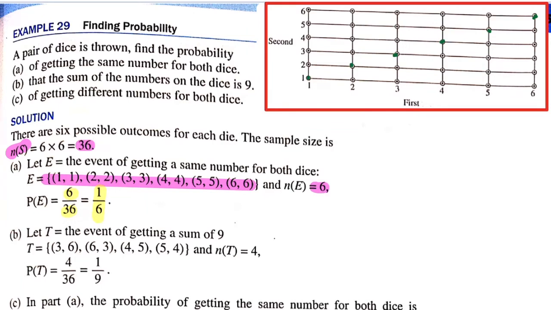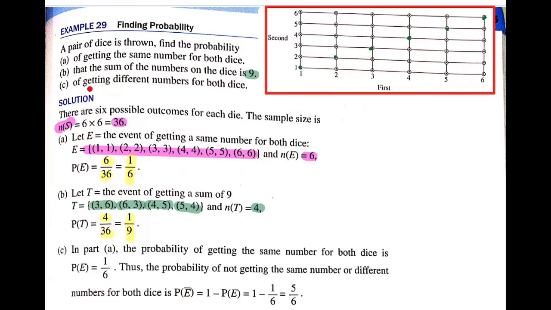Next question: find the probability that the sum of the numbers is equal to 9. From the diagram, you can see that a sum of 9 can be obtained with 3,6, 6,3, 4,5, 5,4. So the number of this event happening is 4. Therefore, it is 4 over 36. Simplify it, and it is 1 over 9.